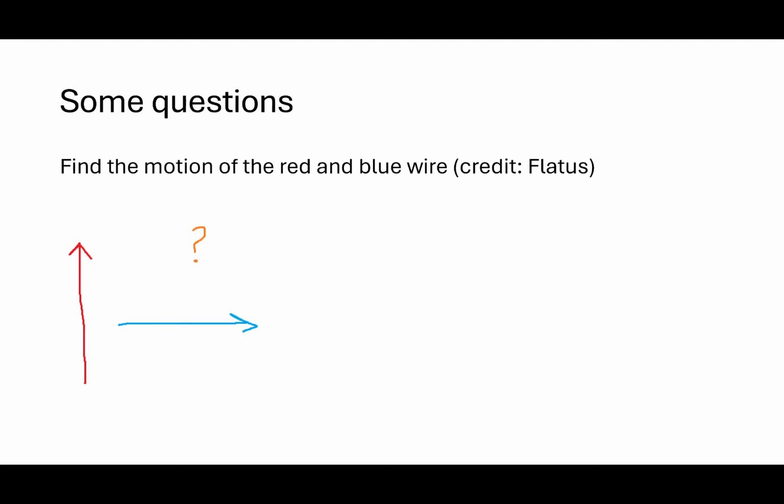The motion, meaning what's the direction of force on the wires? If we hit play on this simulation, where would the red wire go? Where would the blue wire go? They're both wires, so you have to figure out the magnetic field direction yourself. Red, right, blue, up. Yeah, that's partly correct.